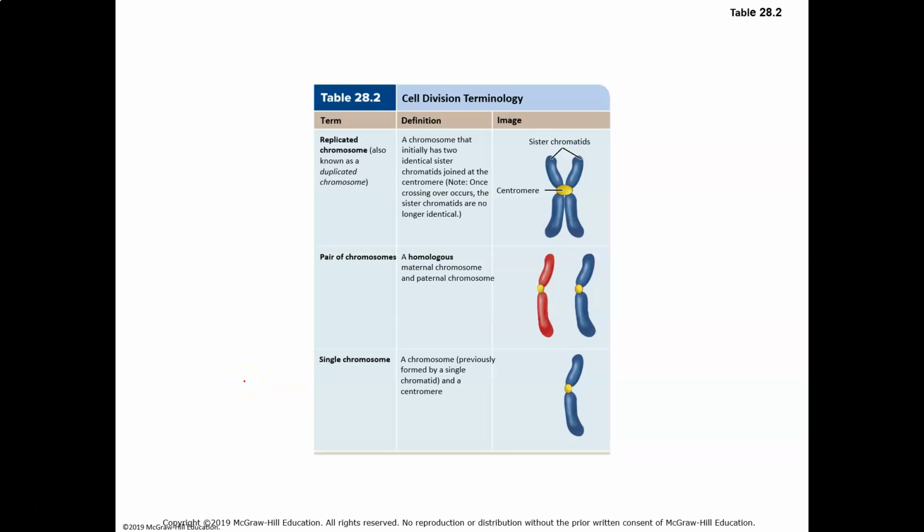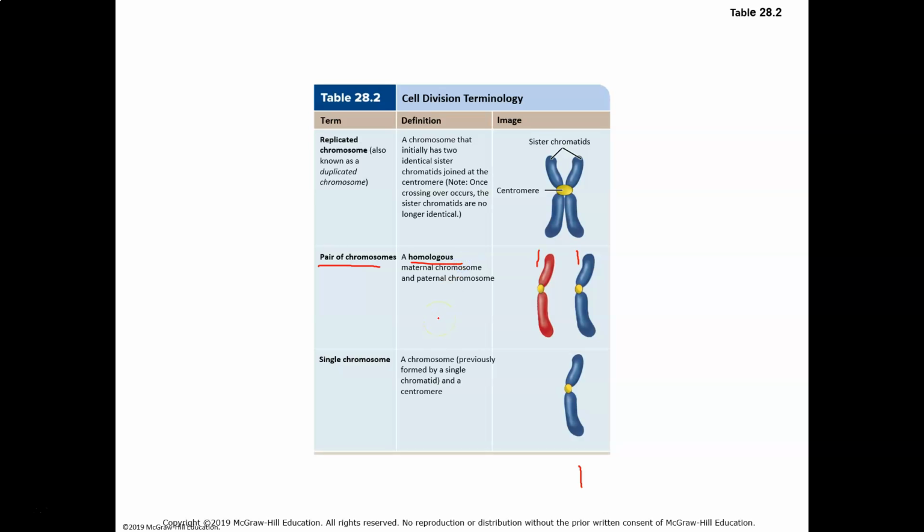So every cell in your body has, let's say this is chromosome number 1. There's chromosome number 1. You have one of those from mom. You have one from dad. So that would be a pair, right? In the somatic cells, you have a pair. Here's chromosome number 1 from mom, and here's chromosome number 1 from dad. We refer to those as homologous pairs.